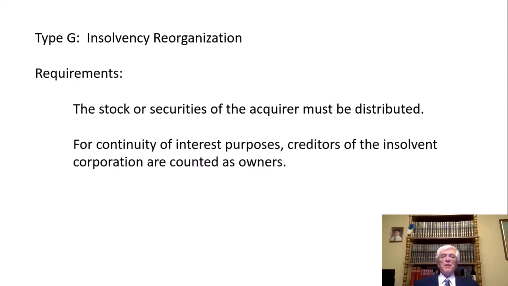For continuity of interest purposes, however, the creditors will count as owners. They effectively are. If the corporation is insolvent, the creditors have essentially become stockholders, whether they like it or not. So they're going to become stockholders of A instead of stockholders of T. The stockholders of T aren't going to get very much. And it might be that the creditors are the only ones who get anything. The stockholders might not get anything. Or they might get a share. But the creditors will also get a share, which is why they'll agree to this deal.